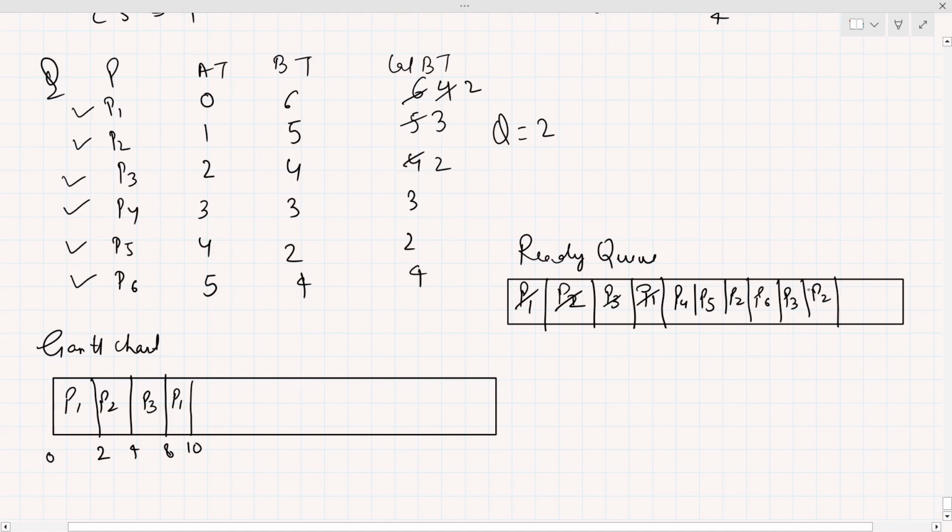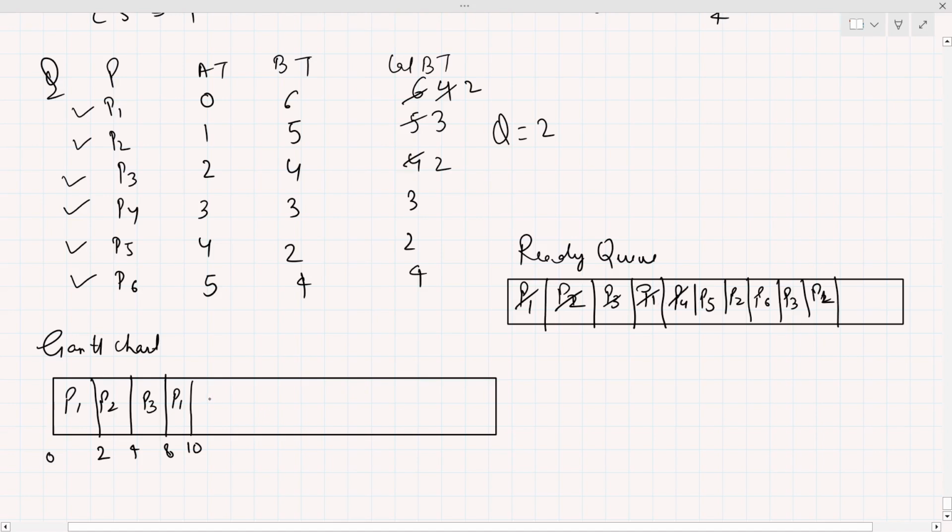So you have to add P1 back. Why do I add it directly? Because no more processes are available that we can add to the ready queue. Only one process is available, which is P1, so we have to add P1. Not P2, it's the P1 process.